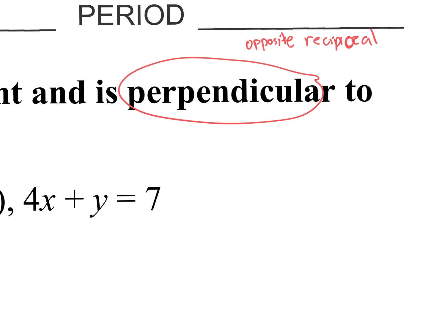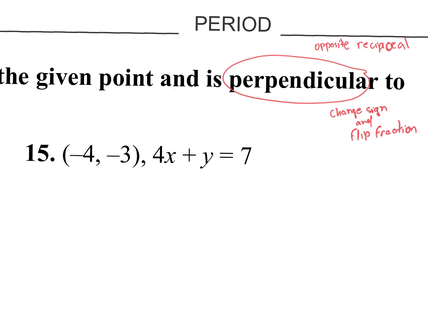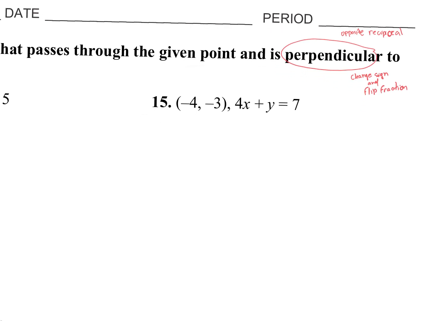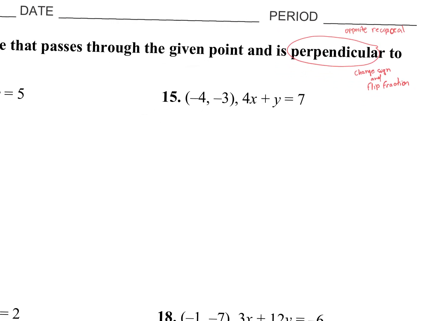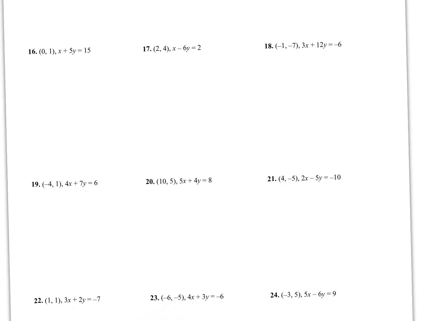Sorry, I messed up. Opposite reciprocal. What does that mean? It means change the sign and flip the fraction. They give you a point and an equation, and you need to identify the slope of that equation, then change the sign and flip it to get your slope. Then you can find your equation with the given point and the slope that you just found.